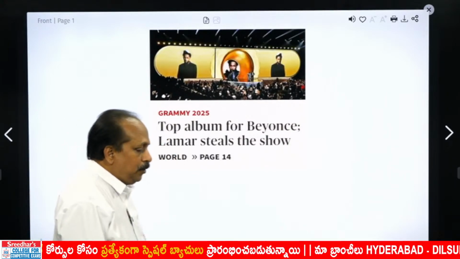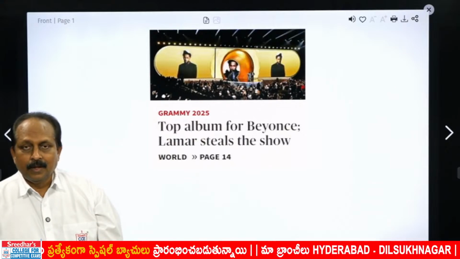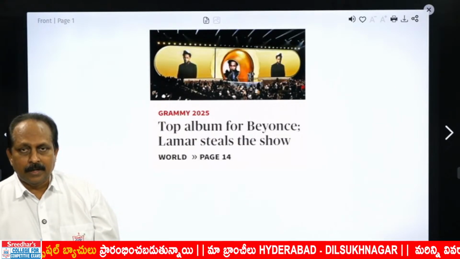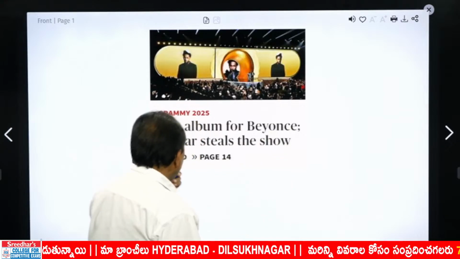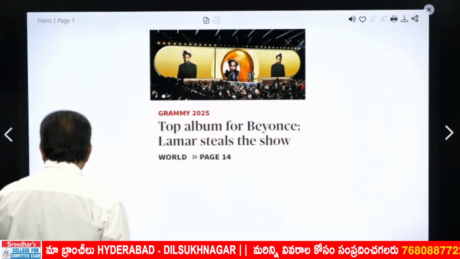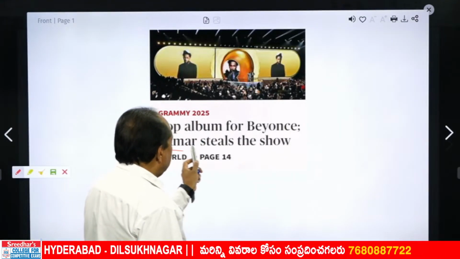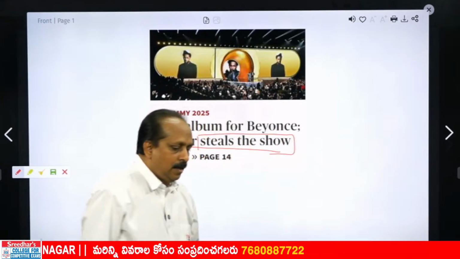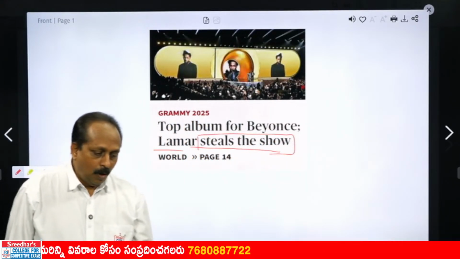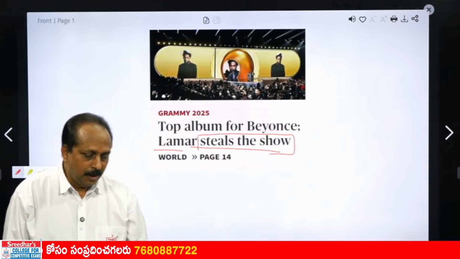And when we talk about music, we use words like album. Whose album has got the best award? Here, top album for Beyonce. It goes to a particular person. And whenever there's an event, Llama steals the show. An important expression. Steal the show. Award for music. Very good, Tisha, Usha, yes.